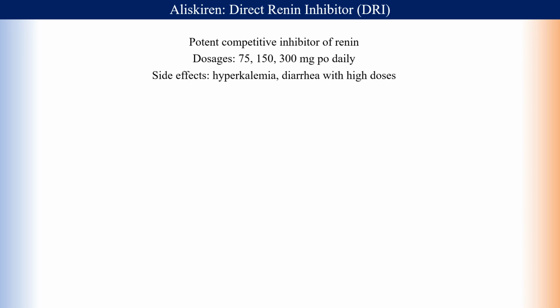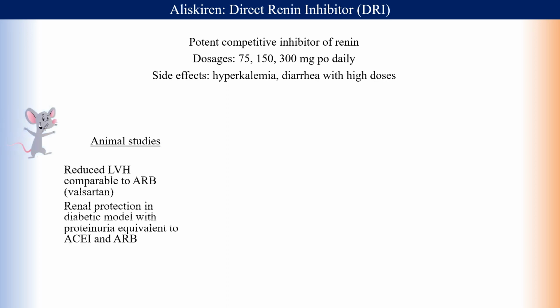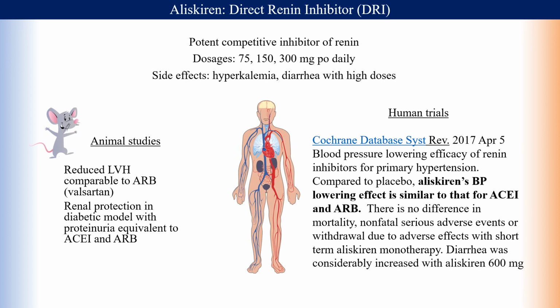Aliskiren is a potent competitive inhibitor of renin. In animal studies, it has been shown to reduce left ventricular hypertrophy comparable to the ARB valsartan and provide equivalent renal protection in a diabetic model in terms of proteinuria when compared to ACE inhibitors and ARBs. In human trials, it has been shown to similarly provide antiproteinuric and antihypertensive effects as do ACE inhibitors and ARBs. Major side effects include hyperkalemia and diarrhea with high doses.